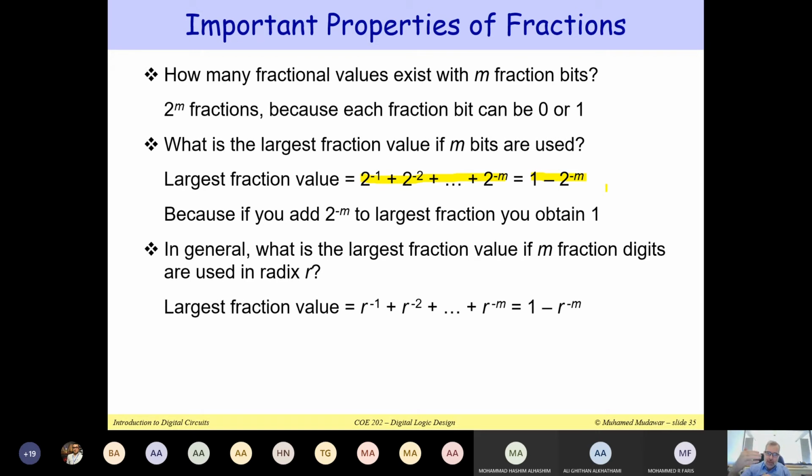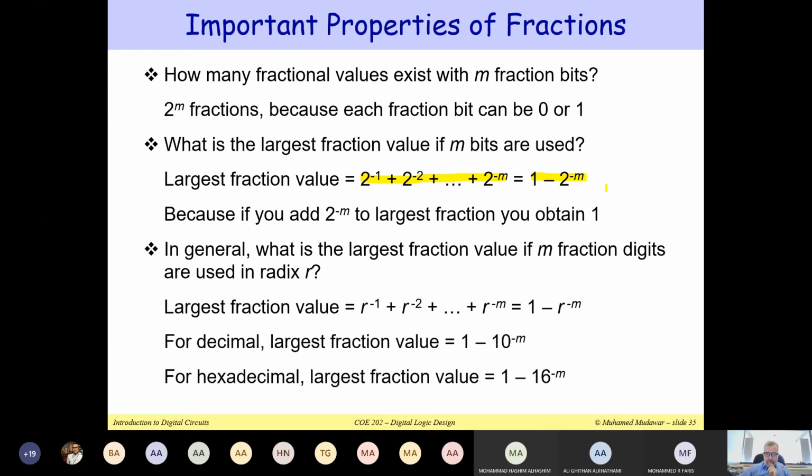So in general, the largest fraction value, if you use m fraction digits in radix r, will be 1 minus r to the power negative m. Because if you add r to the power negative m to this value, which is r to the power negative 1 plus r to the power negative 2 and so on, plus r to the power negative m, it will be 1 minus r to the power minus m. It's slightly less than 1, very close to 1, but not exactly equal to 1. So for decimal, it will be 1 minus 10 to the power negative m. In binary, it's 1 minus 2 to the power negative m. In hexadecimal, it will be 1 minus 16 to the power minus m.